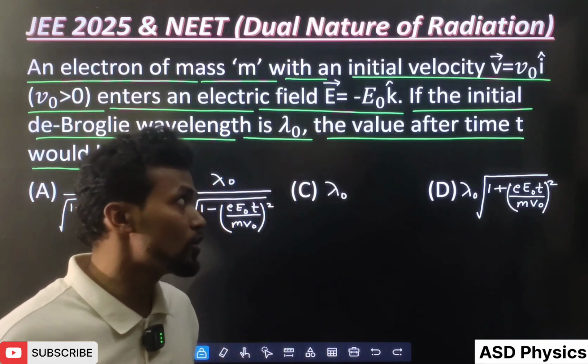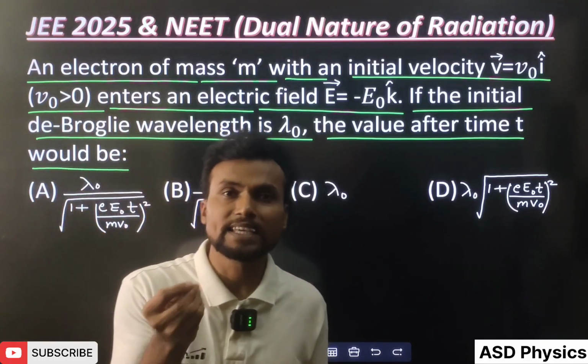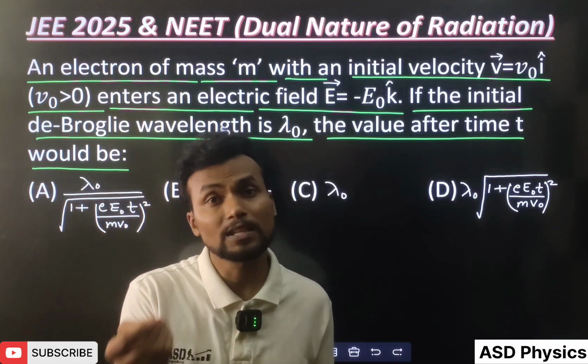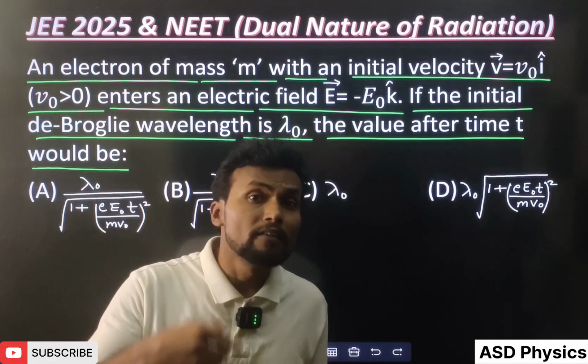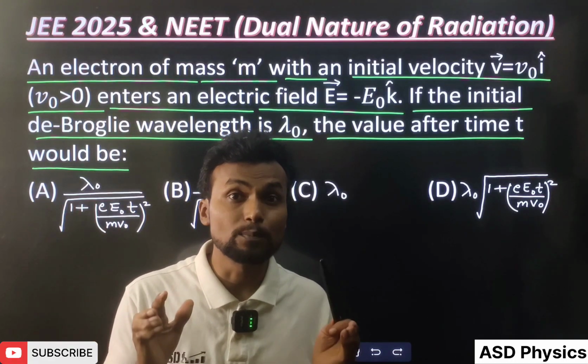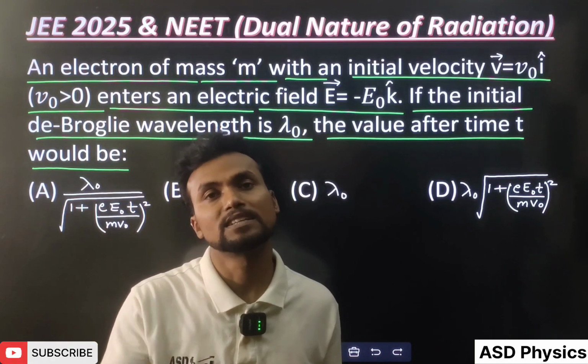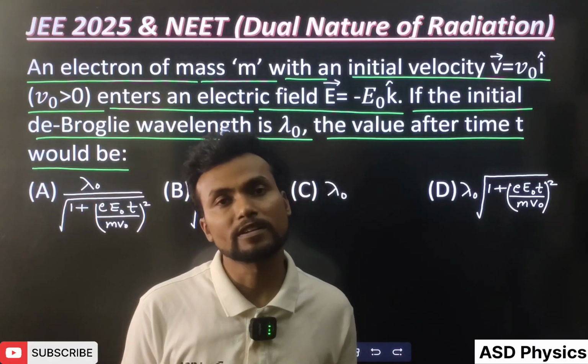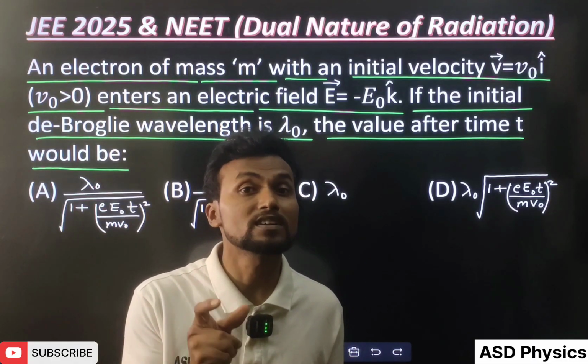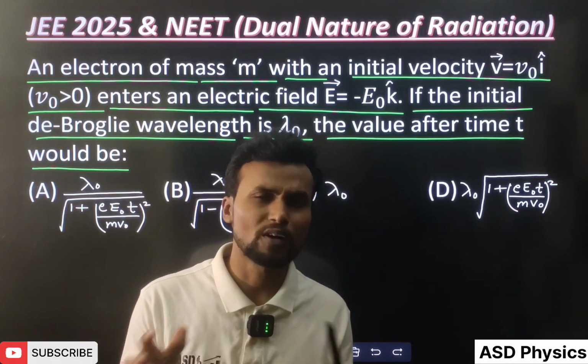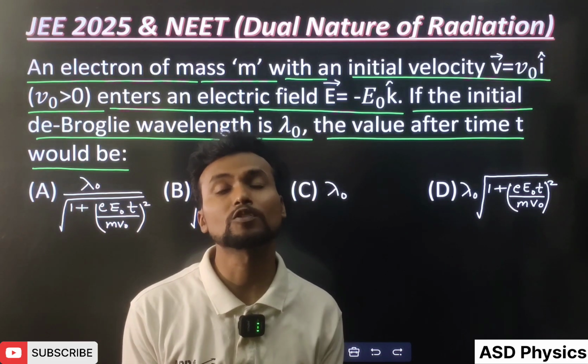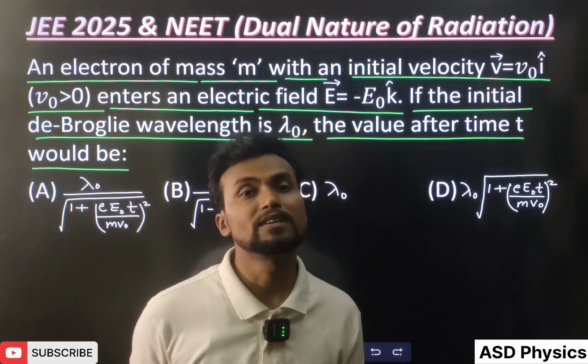So this question belongs to the dual nature of matter. If we talk about an electron or proton, they are particles, but they will behave as a wave also. For that, the scientist de Broglie gave his formula to calculate the wavelength. That's why it is called the de Broglie wavelength. So what is the formula? A very popular formula: lambda equals h by mv, where mv is the momentum.